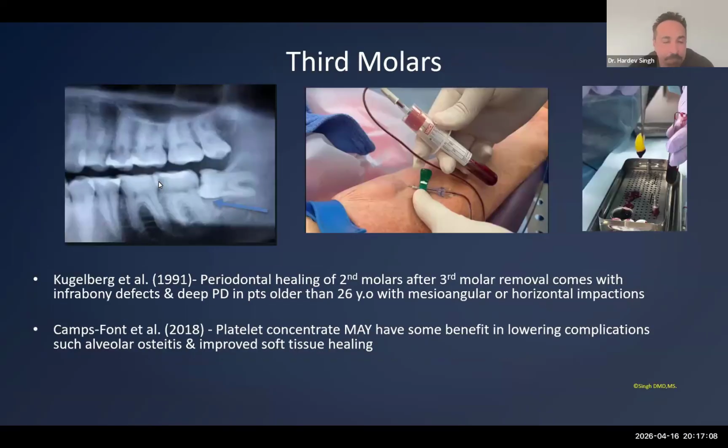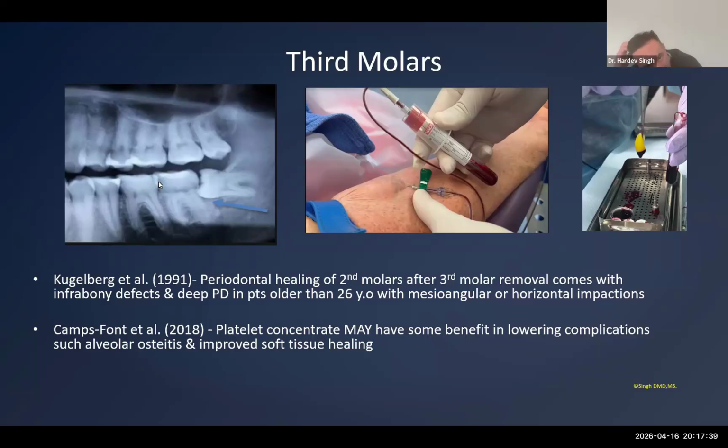Third molars. So research shows that if you have a third molar removal in a patient that's older than 26 years old with mesioangular or horizontal impaction, the second molar gets affected. And I see this quite a bit on a lot of the patients that I have treated. The third molar taken out at a later stage of their life requires quite a bit of bone removal, especially on the distal of that second molar.